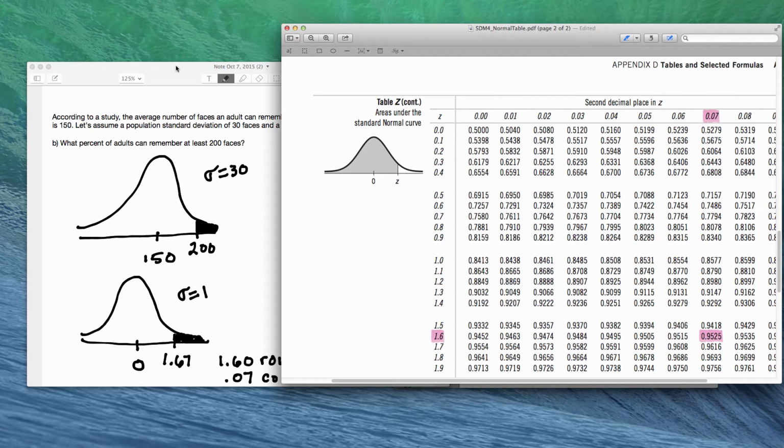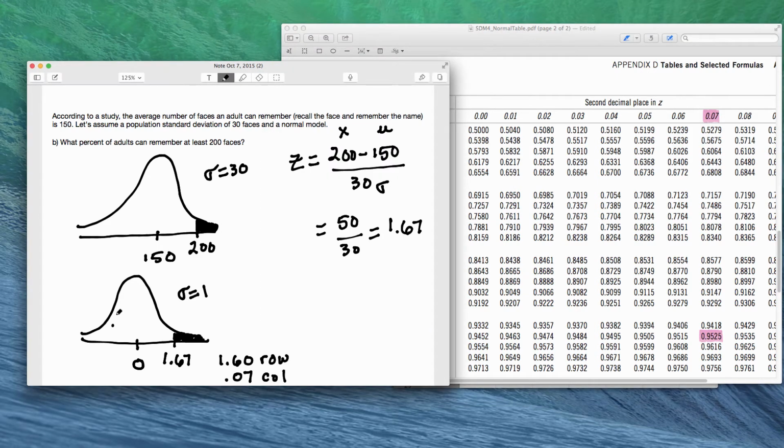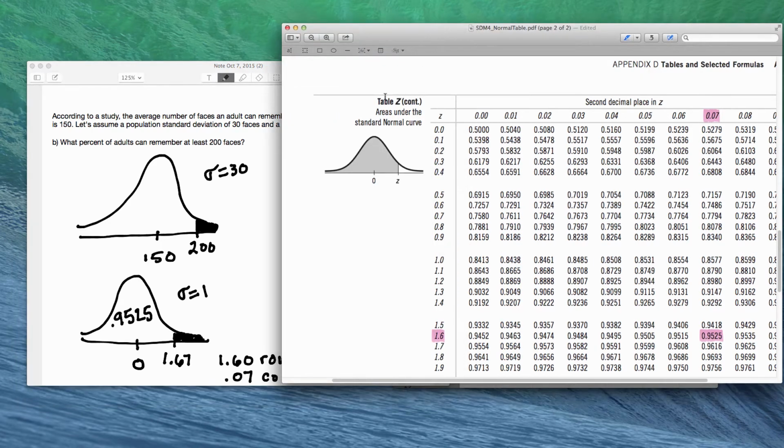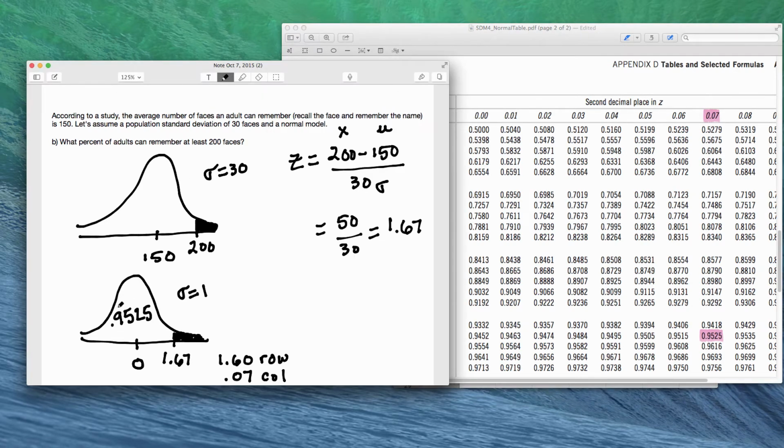Now be careful, that's not quite our answer yet. 0.9525. This is the area to the left because going back to the normal table, it says area under the curve and it's shaded to the left. So I just found this white area to be 0.9525. I need the black area, it's on the right side. I need to subtract from 1. 1 minus 0.9525. This is going to be our answer.